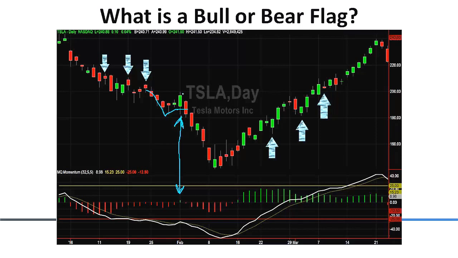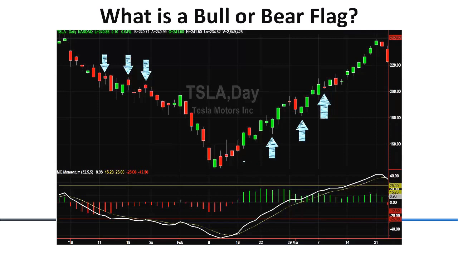Why? Because the green histogram. Remember, the histograms have to stay the same color for it to be a flag. Okay? And again, we're going to build on this here in a little bit. This isn't the only filter we want to apply, but we're going to build on this. I just want you to get the fundamental part down first.